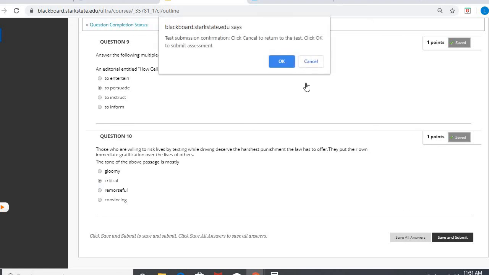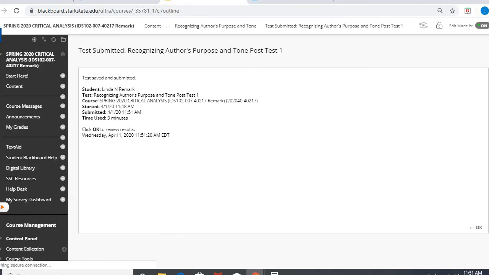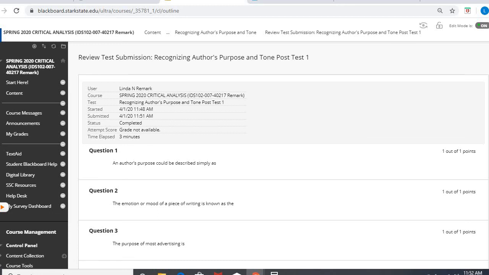So then I would want to save and submit. And that was kind of down and dirty, really quick. Author's purpose and tone. And we will talk more about these in chapters 8 and 9.